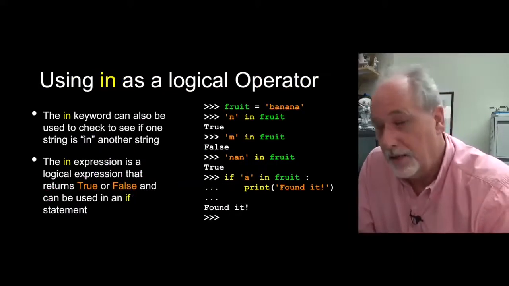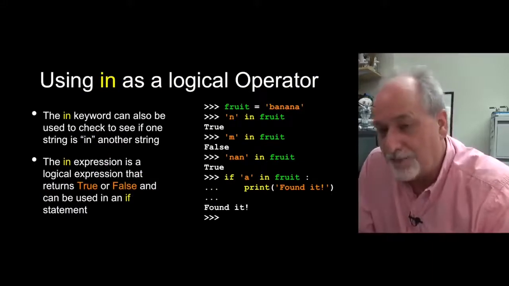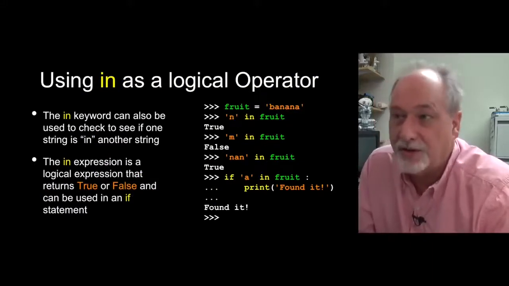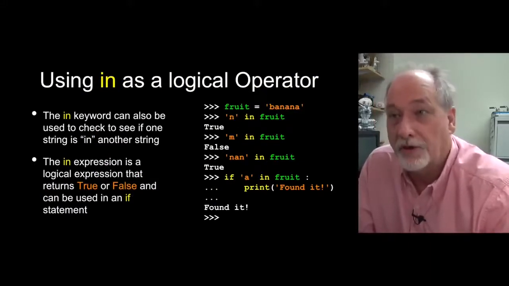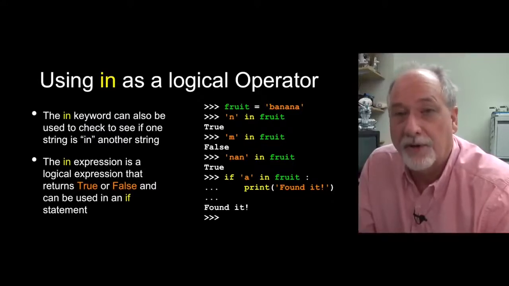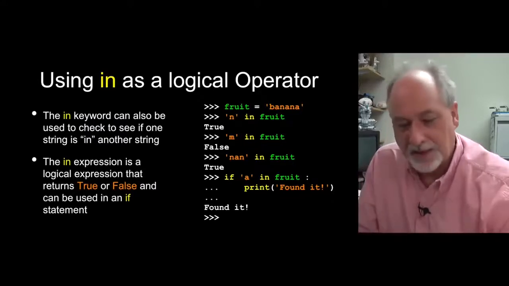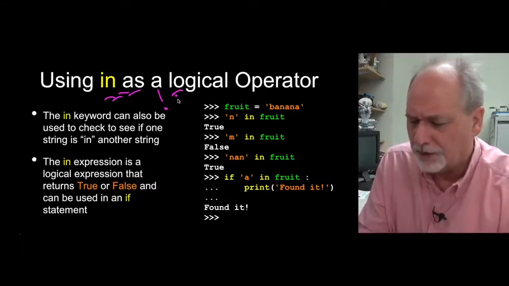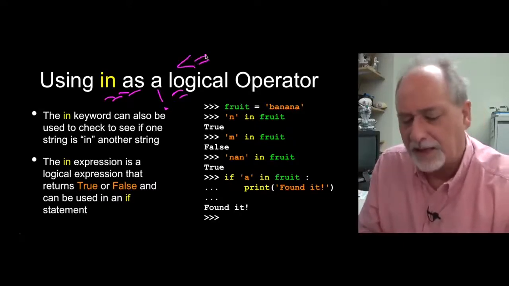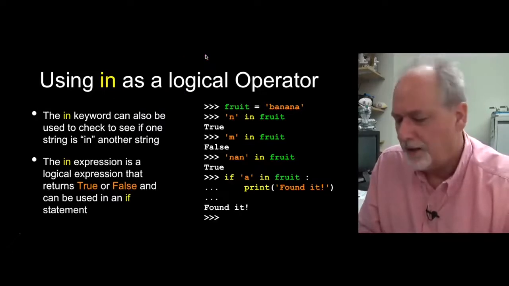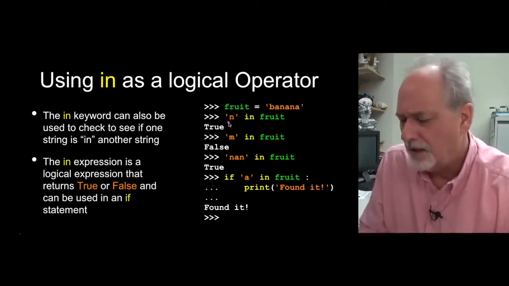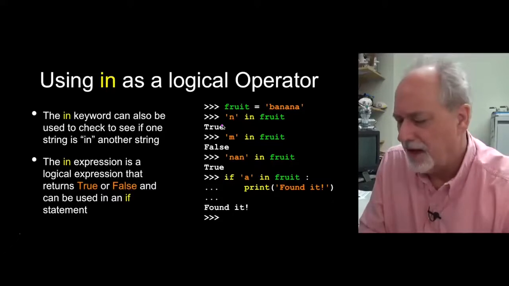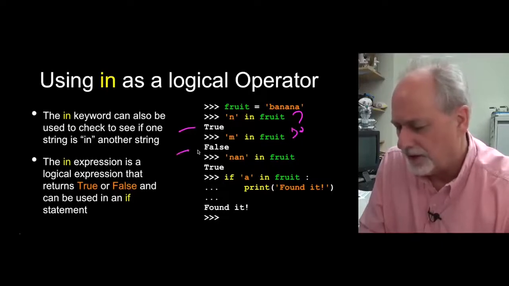We can use in differently as a logical operator. We're using it as an iteration structure in for loops, but we can also use it as a logical operator in if statements. It's kind of like the double equals or not equals or less than or equals. It's like those guys, and it returns a true or a false. Is n in fruit? That's a question, and the answer is true. Is m in fruit? No.